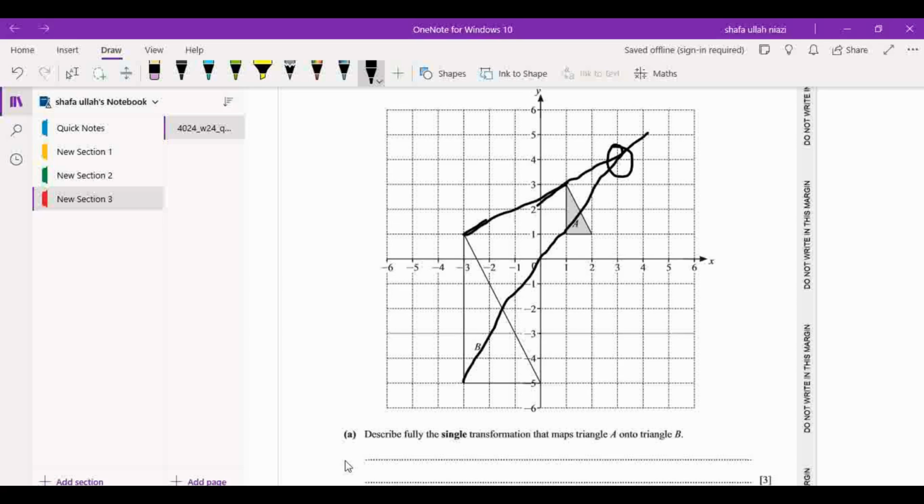So the answer should be the enlargement scale factor is equal to 3, because the ratio of the image length and the object length is 3, and center of enlargement is 3, 4. If you write this statement, you will get the full marks.